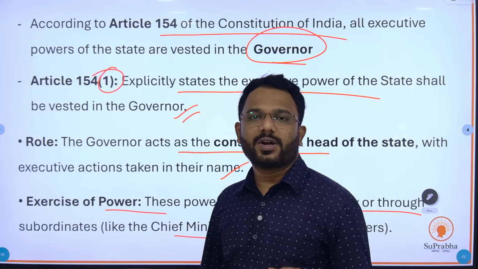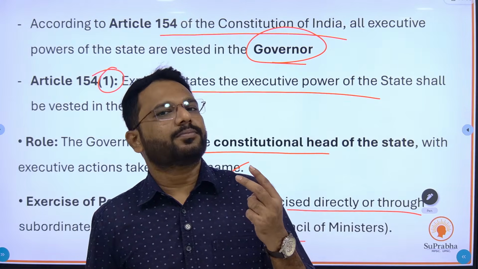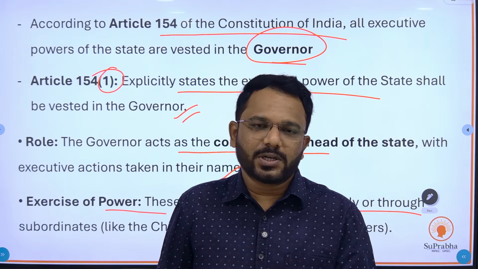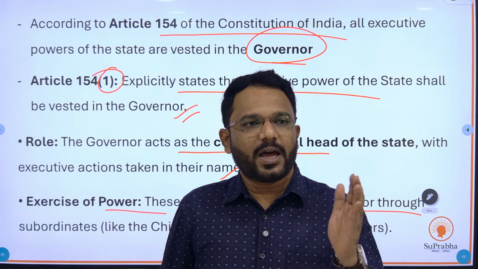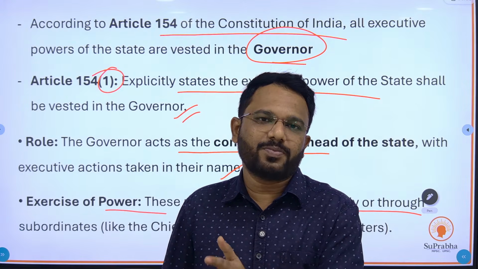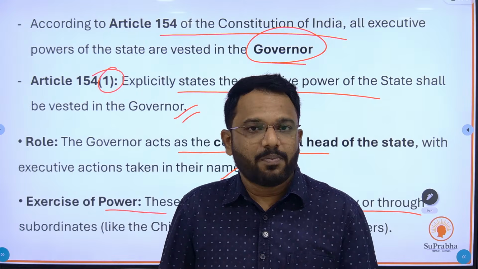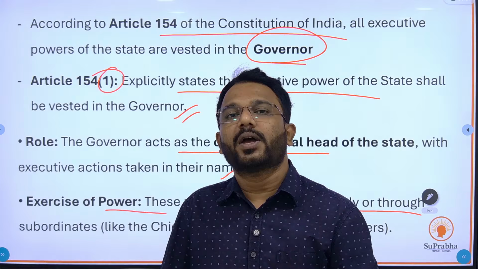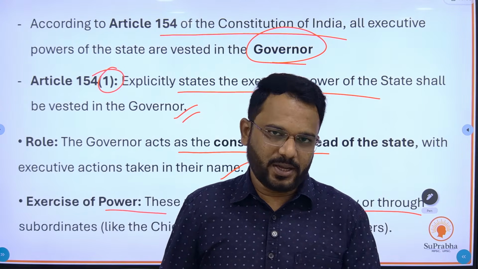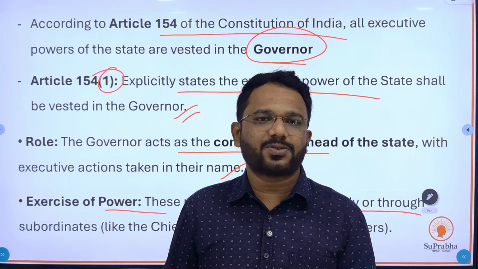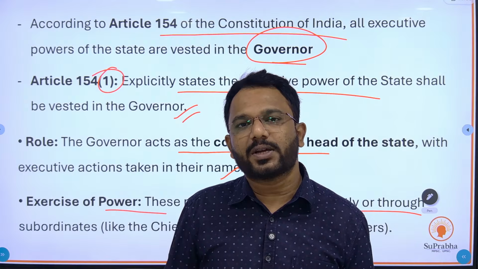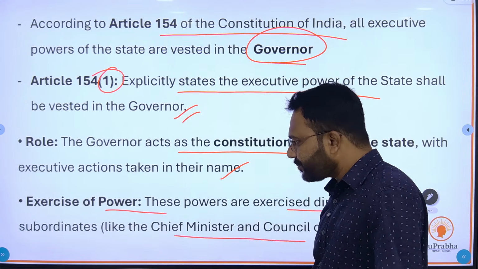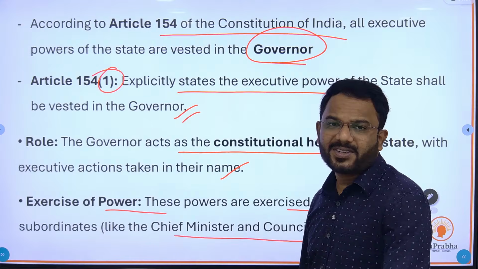So the Governor acts in two ways. There are certain subjects in which the Governor has to listen to the Council of Ministers headed by the Chief Minister. But there are some situations or subjects in which the Governor can act at his discretion. There are certain cases where discretion of the Governor is possible. So that's why the exercise of power by the Governor is in two ways. Fine.